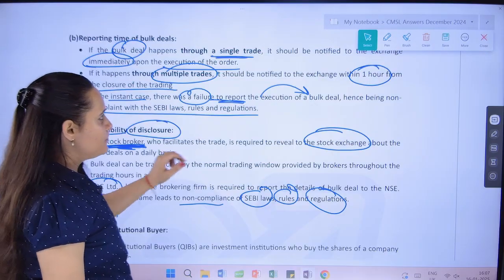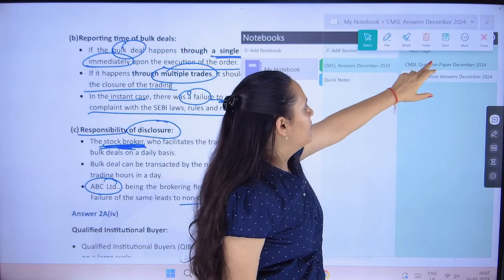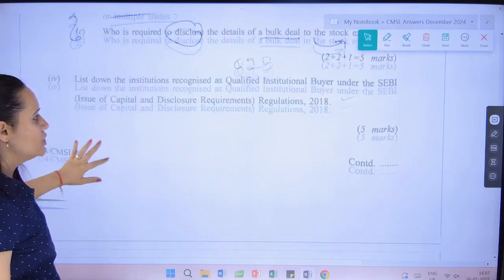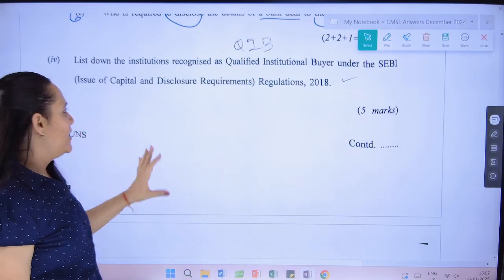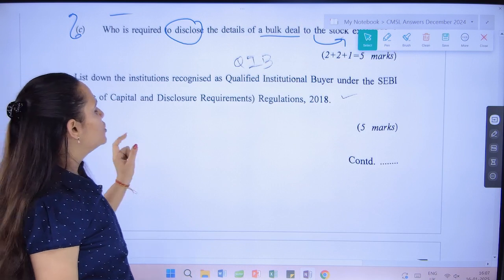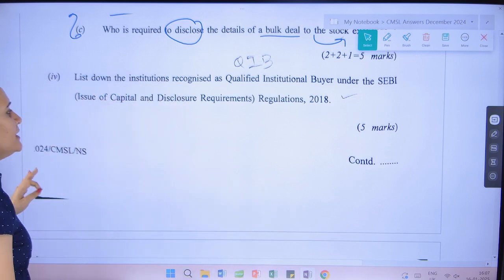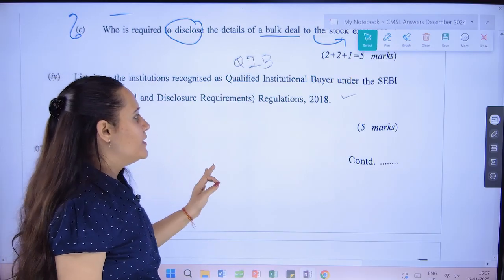Direct questions. Now, next question, sub-question 4, and the last one for question 2A to get over. List down the institutions which are recognized as qualified institutional buyers under SEBI ICDR Regulations of 2018.